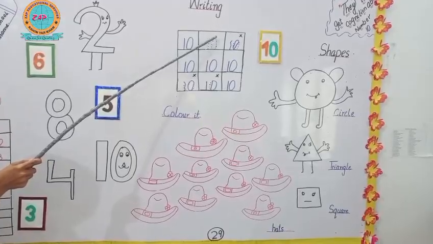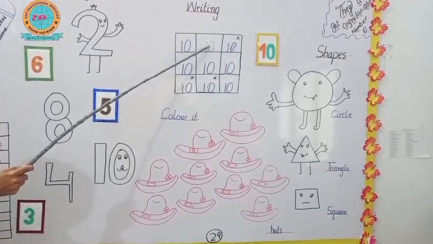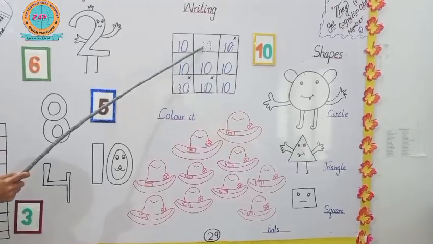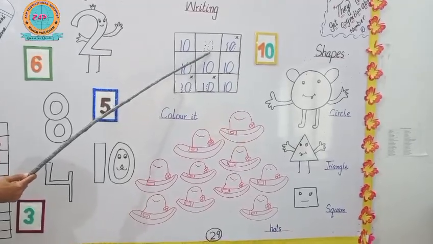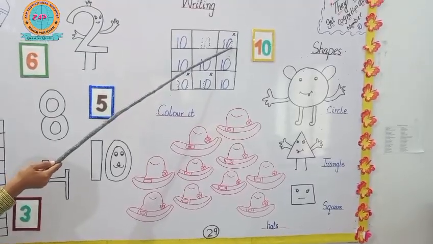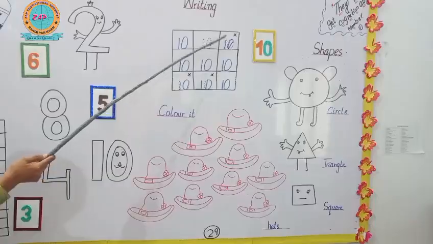Firstly, you will keep your pencil on the first dot and you will join one by one all the dots like a circle. 10. Now it makes 0. 10. And if you skip a dot like this, then it will be wrong.